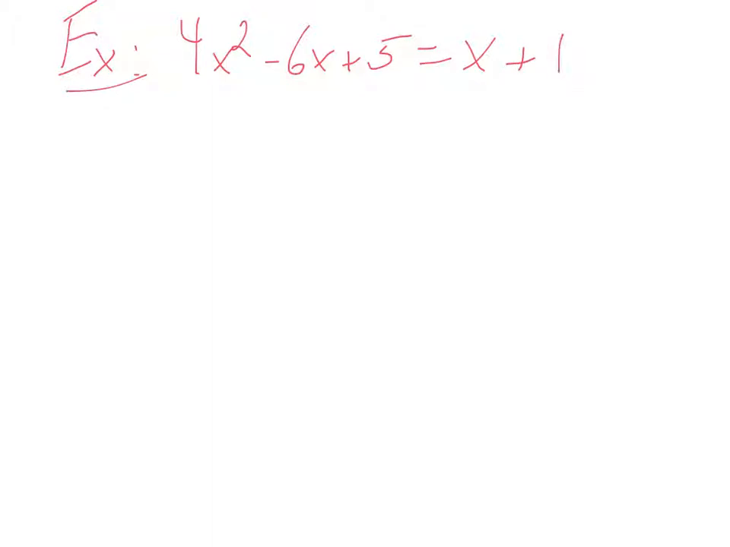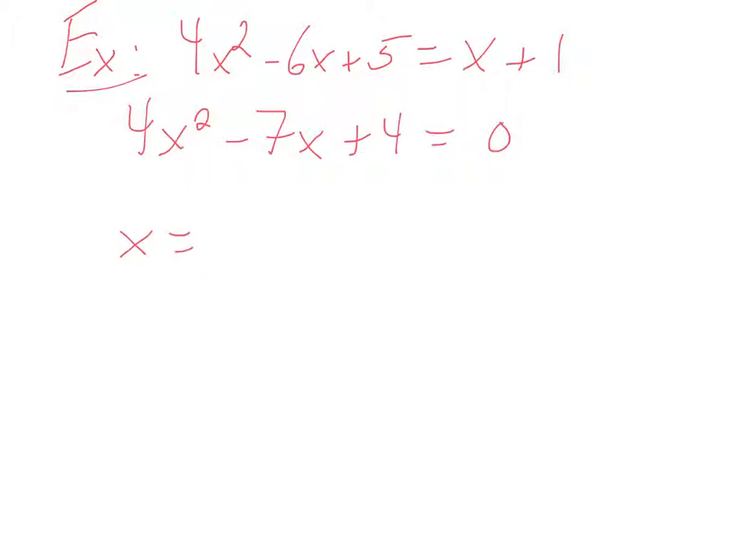So this is one that is not currently in general form, so you're going to want to put it in general form first, and then use the quadratic formula. To solve this quadratic equation, the first thing we're going to do, of course, is get everything on one side, put it in standard form, or general form, rather. Right? So if I subtract the x and subtract the 1, I'll end up with that. And now we're going to plug it into the quadratic formula.